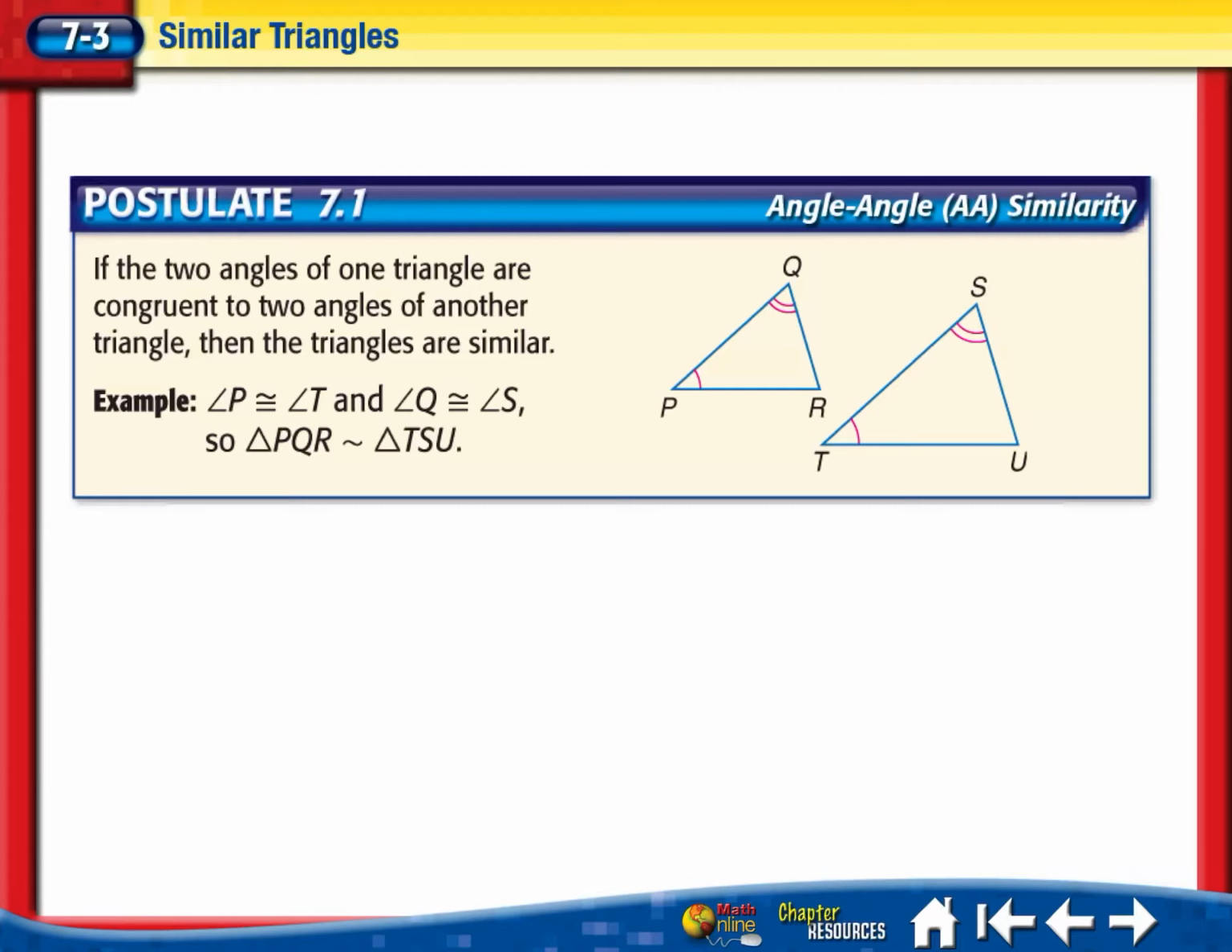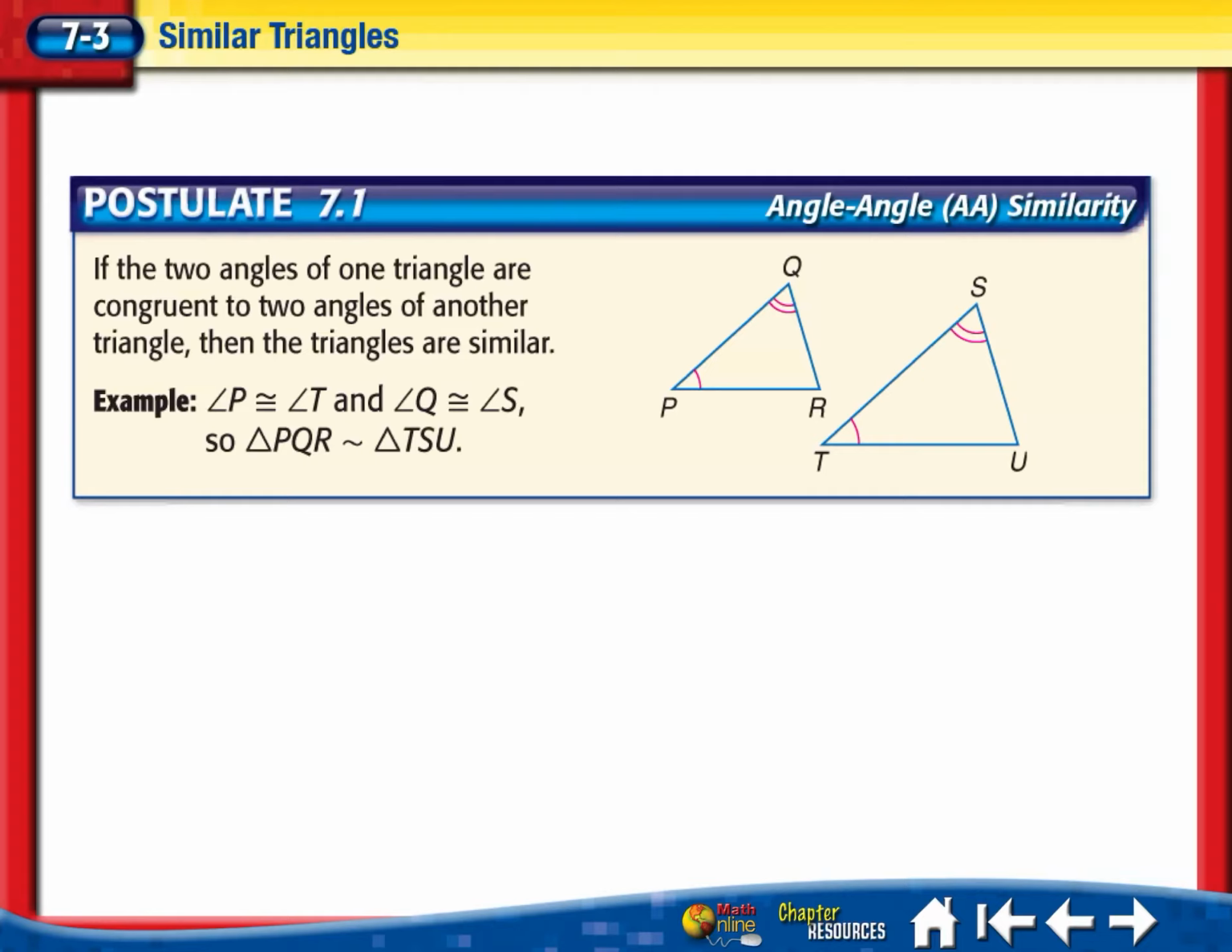All right, so we're looking at section 5.3 today, similar triangles. We looked at similar polygons yesterday, in the last lesson, so similar triangles is today, and it is similar to yesterday's lesson. There are three different ways that we can determine if triangles are similar to one another. The first way we can tell is by angle-angle similarity.